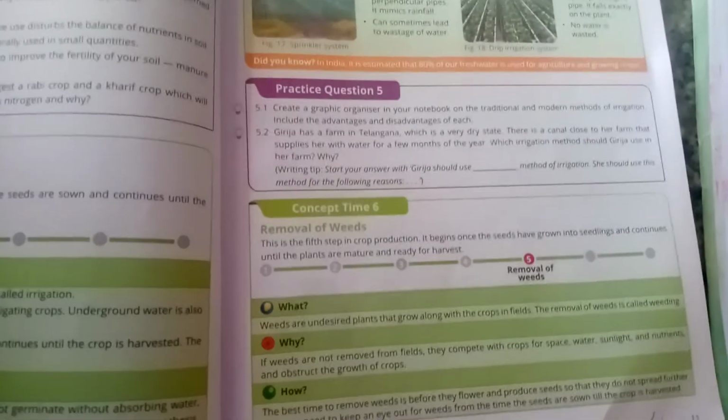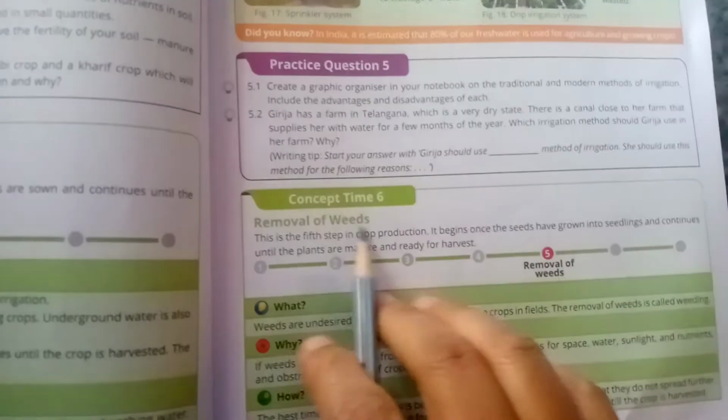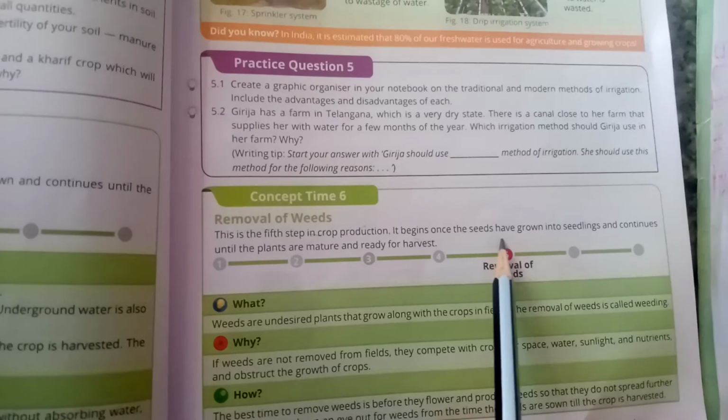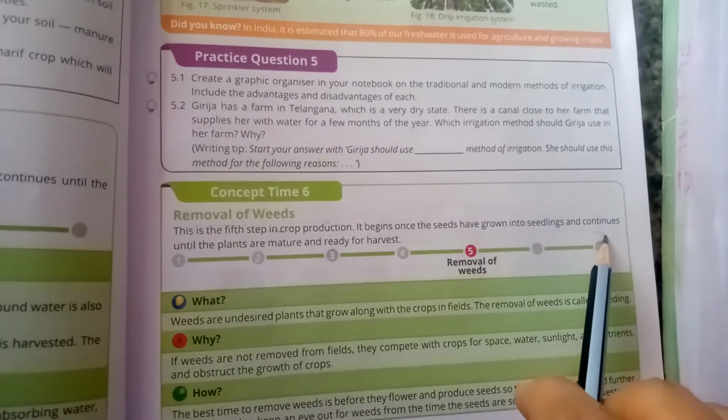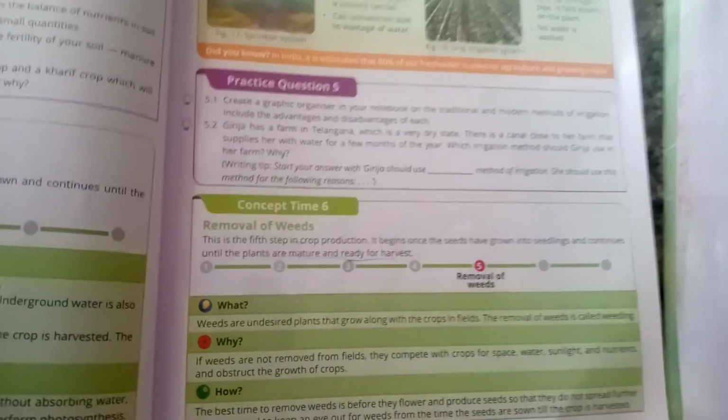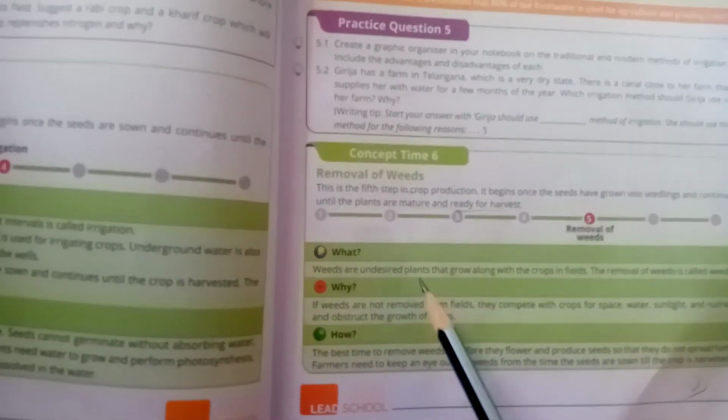And next one is removal of weeds. This is the fifth step in crop production. It begins once the seeds have grown into seedlings and continues until the plants are matured and ready for harvesting. Weeds are undesired plants, meaning unwanted plants that grow along with the crops in the field. The removal of weeds is called weeding.